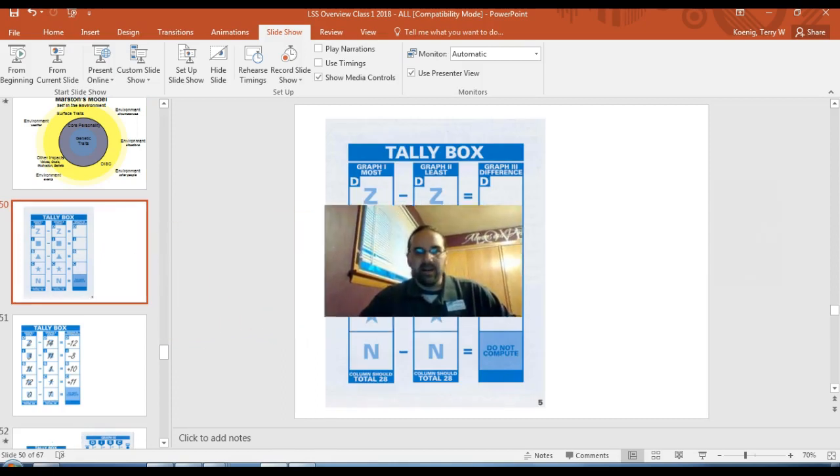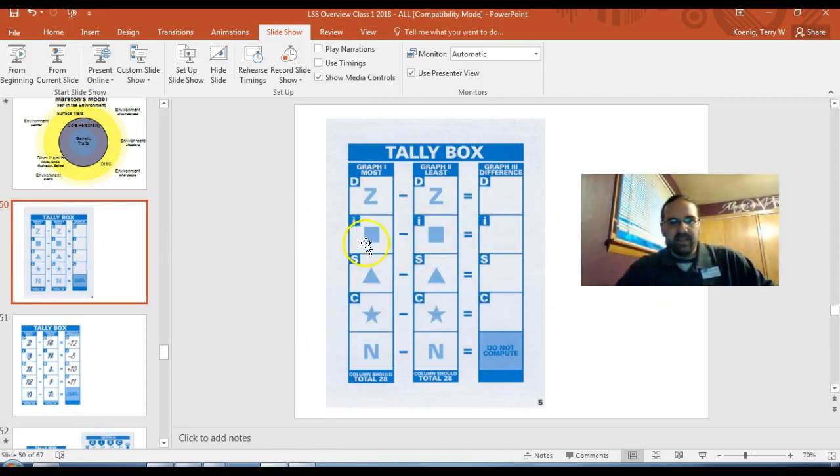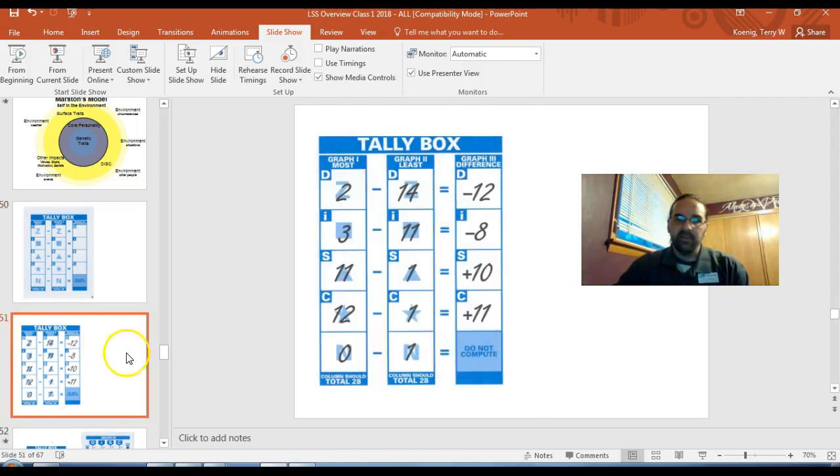You're going to see a tally box like this. DISC. And there's 4 different shapes, right? Z's, squares, triangles, stars. There's going to be 28 questions. You're going to pick your most acceptable answer and your least acceptable answer, and you're going to circle that shape. And you're going to count how many shapes you have.